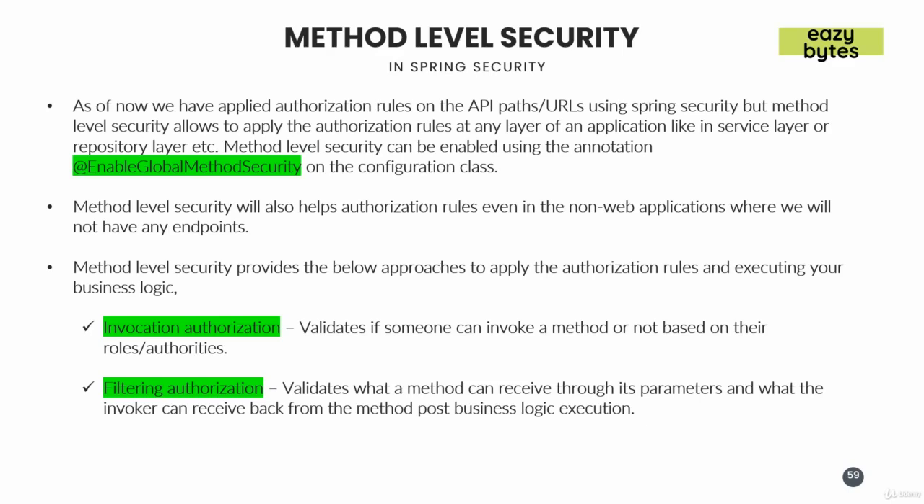And at the same time, we also have another approach, which is filtering authorization. I don't want to stop the invocation of my method execution, but I want to control my business logic based upon the parameters that my method receives and the values that it sends back to the invoking method, API or client. In such scenarios, if I want to apply some filtering conditions, like for certain parameters my method execution should not happen, or the method business logic should not return any values that the user is expecting, for all such scenarios we'll go for filtering authorization.